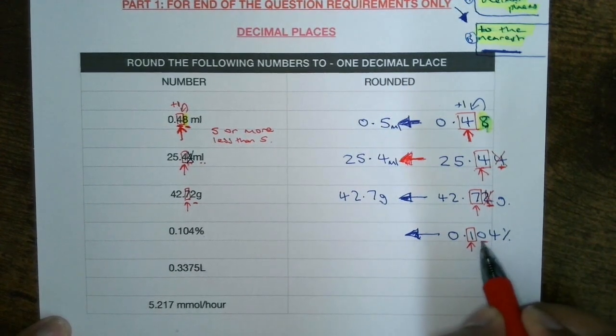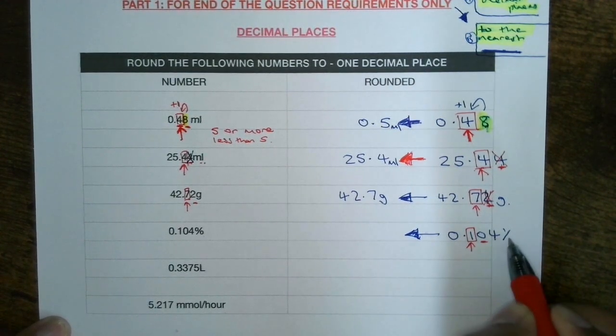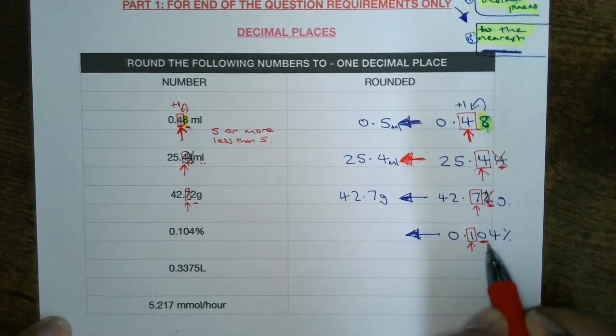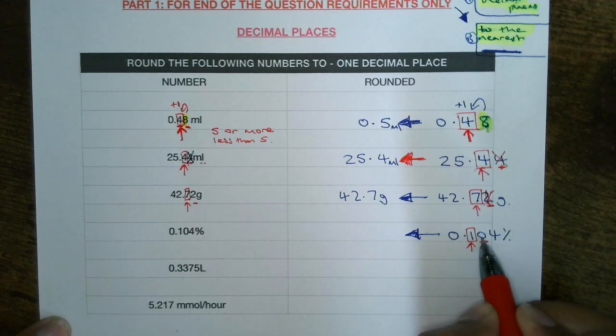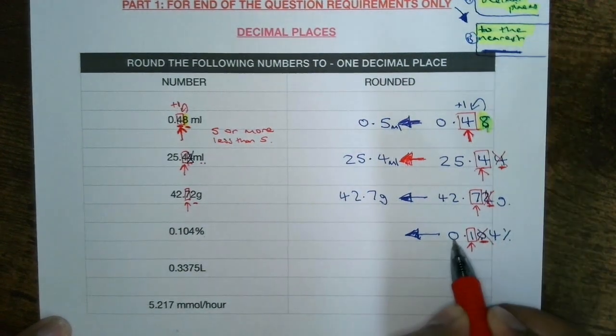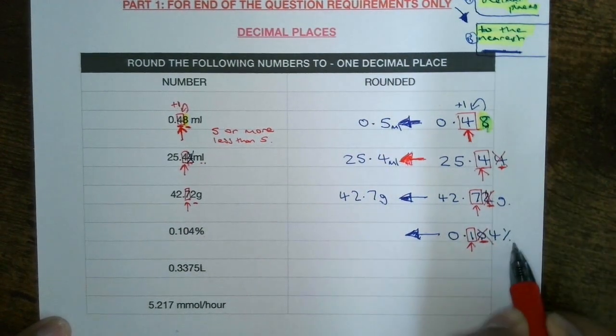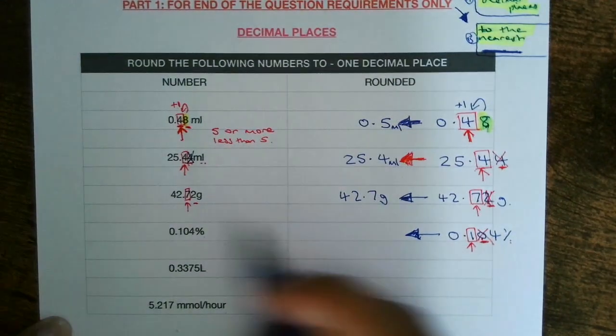You look at the number to the right, ignore the 4, ignore everything else that comes there. You're just looking at the one to the right of the 1 decimal place. Is it greater than 5 or smaller than 5? It's smaller than 5. So what are you going to do? You're going to cross it out, and that's your answer, 0.1, the units.